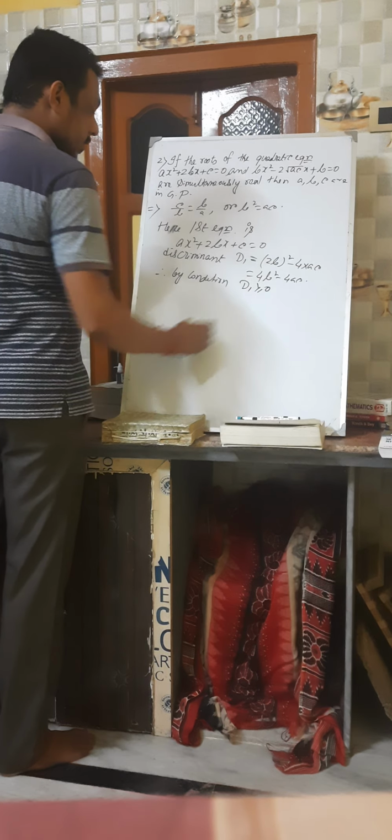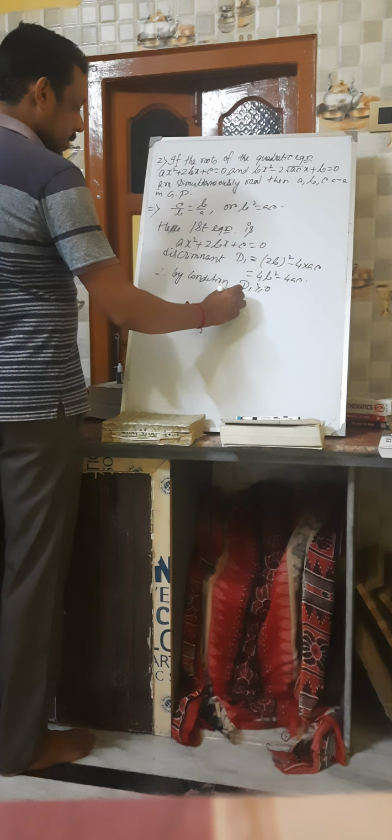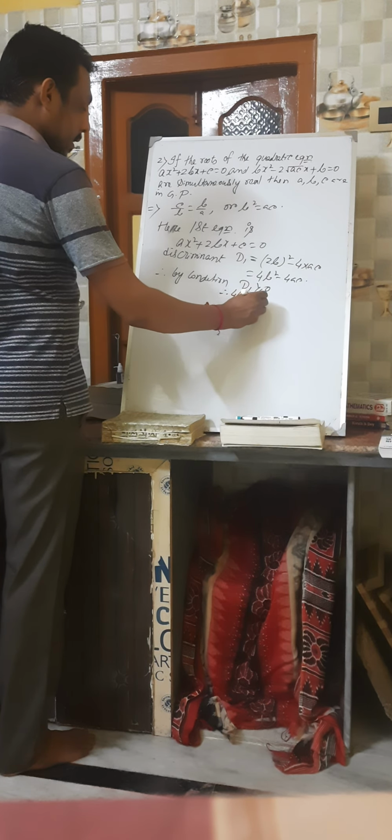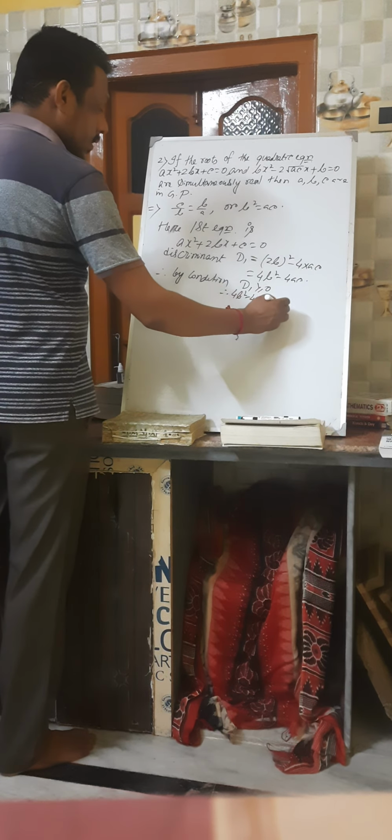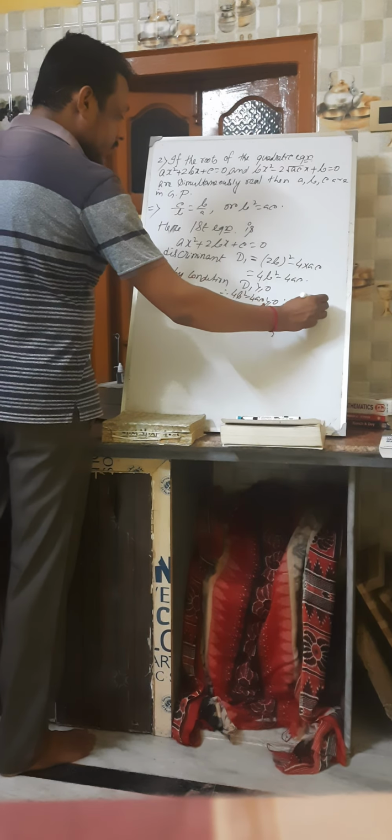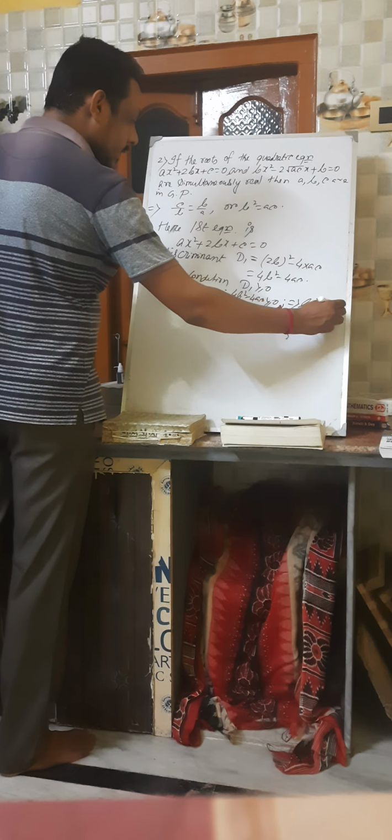Now the roots of this equation are real, therefore d1 must be greater or equals to 0. Therefore by condition, roots are real, d1 greater or equals to 0. That means 4b square minus 4ac greater or equals to 0. You can take 4 out, that means we can write b square minus ac greater or equals to 0. Mark it as condition 1.